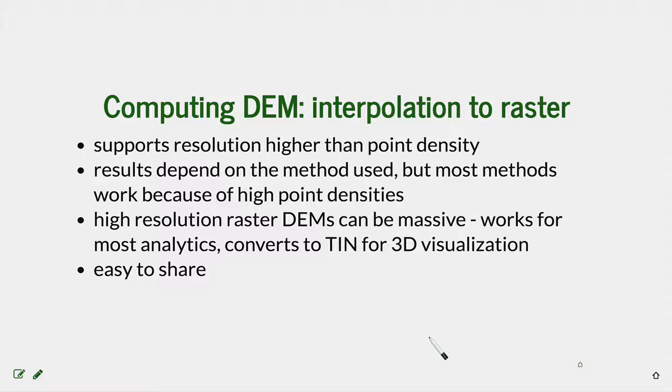And finally, we can get a high-quality digital elevation model by using robust and accurate interpolation techniques to convert points to raster representation. This approach supports resolution that is higher than point density, which is sometimes an advantage, especially if we want to represent certain fine features. The results depend on the method used, so it can make quite a bit of difference for sparser data or if you have big voids in data. But because LiDAR data and structure from motion point cloud is very dense, most methods work quite well.